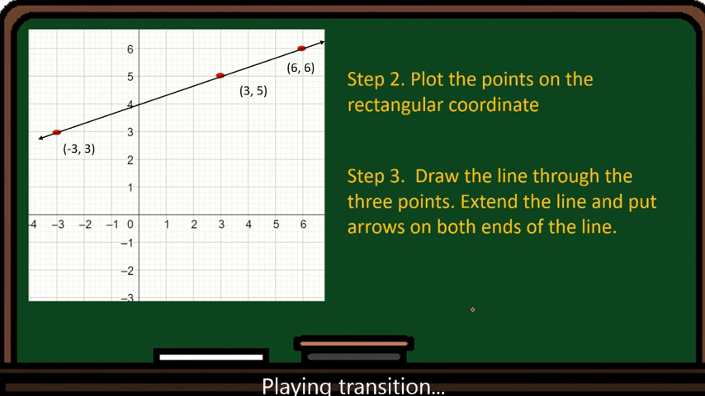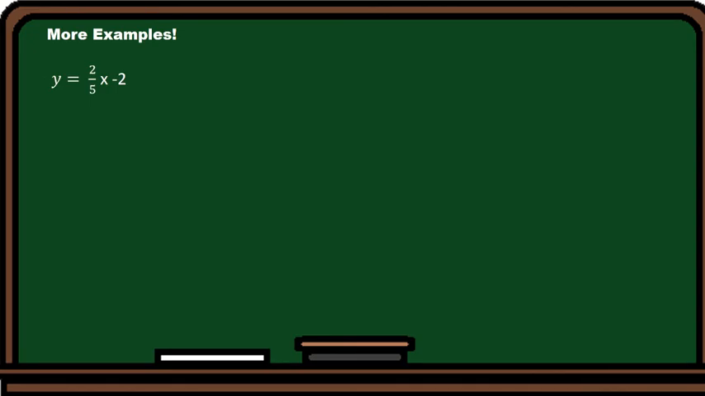Next, more examples. In this case, you will be the one to solve. We have y equals 2 over 5x minus 2. I will give you 5 to 10 minutes to solve this one. After that, we will go back, or you click on the next video, to see the right solution and whether your answer is correct.